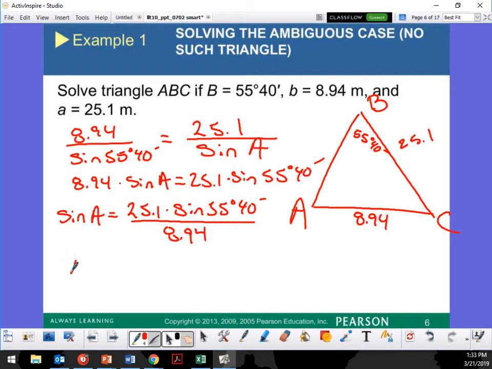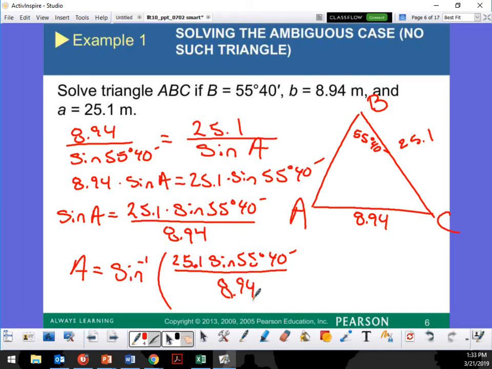So now it's going to be A equals inverse sine of all of that, which is 25.1 sine of 55 degrees 40 minutes, all over 8.94. It's equal to 2.318437.